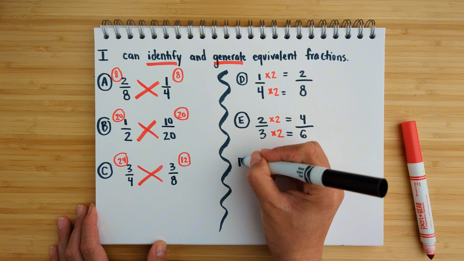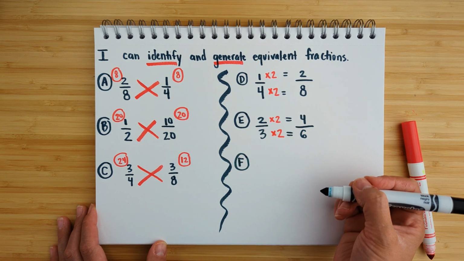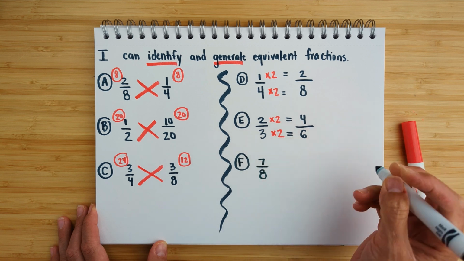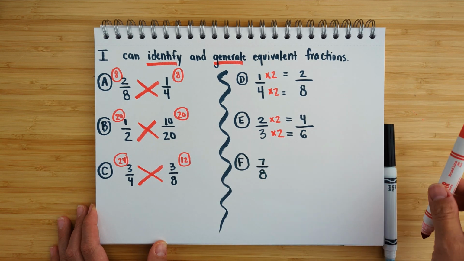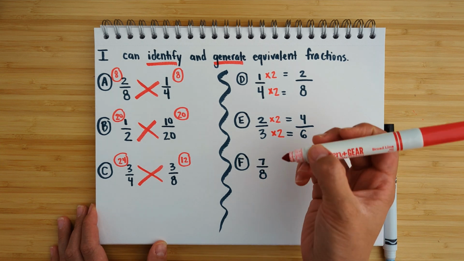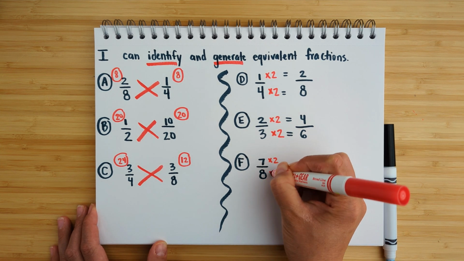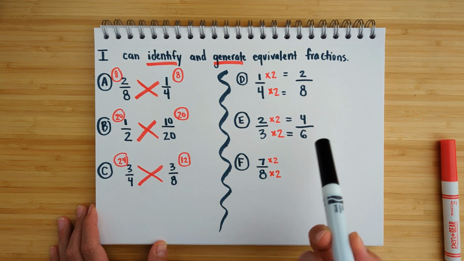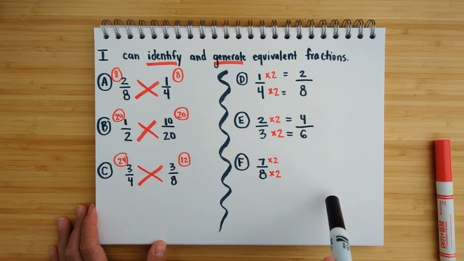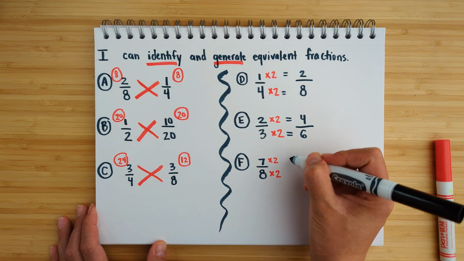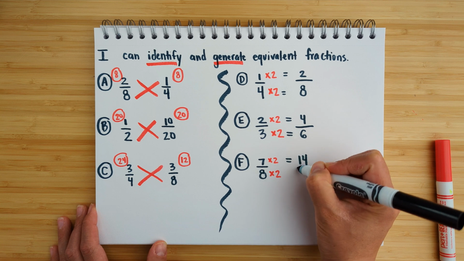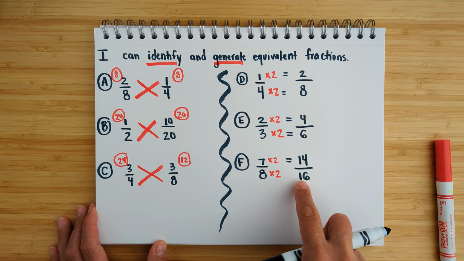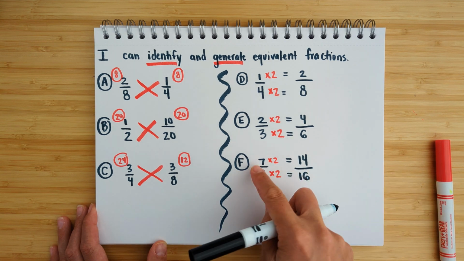All right, let's try one last one. Let's do 7/8. Again, I'm trying to generate an equivalent fraction. All I have to do is multiply the numerator and the denominator by the same number. I'm just choosing 2 each time because it's easier. And if you're just trying to generate any equivalent fraction, you can use any number. Just use a smaller number. It'll be easier to find an equivalent fraction. 7 times 2 is equal to 14. And then 8 times 2 is equal to 16. So 14/16 is equal to 7/8.